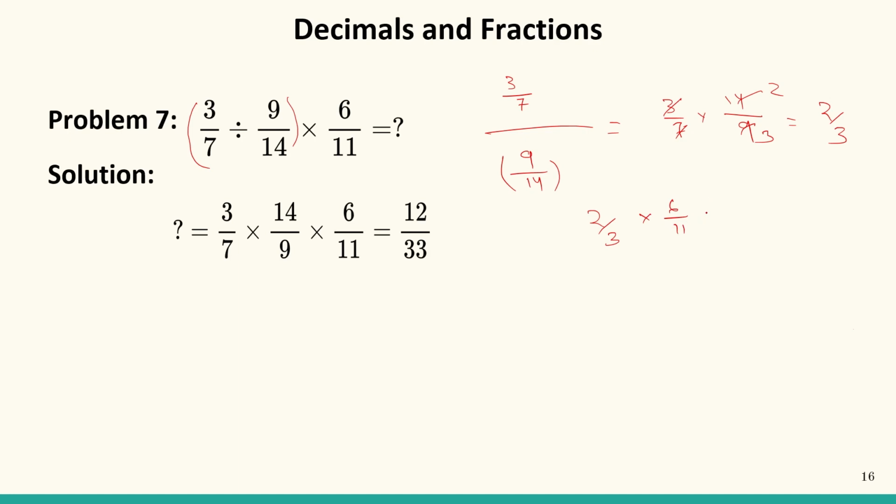So this will be 3 into 2, that is equal to 2 into 2. So 2 into 2 by 11 is equal to 4 by 11. You can see that both these numbers are actually divisible by 3. If we divide this by 3, we are left with 4, and if we divide this by 3, then we are left with 11. So the answer will be the final answer.